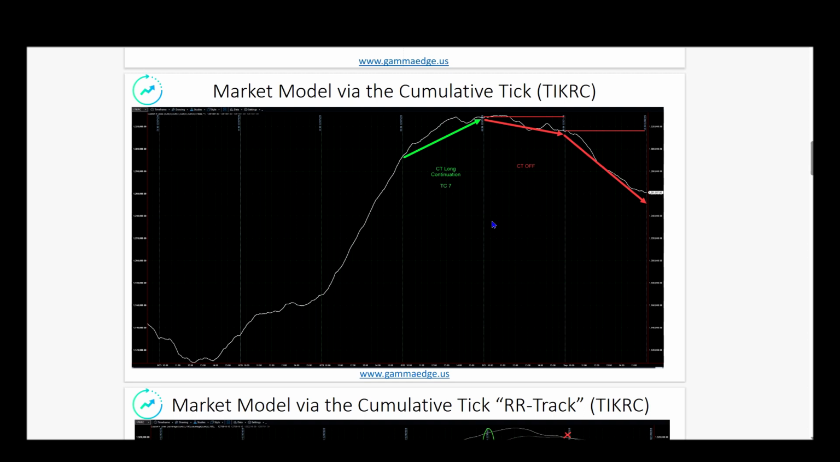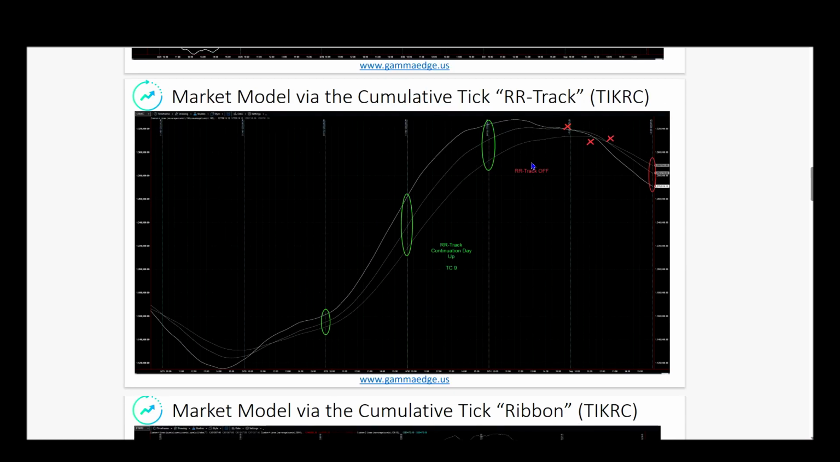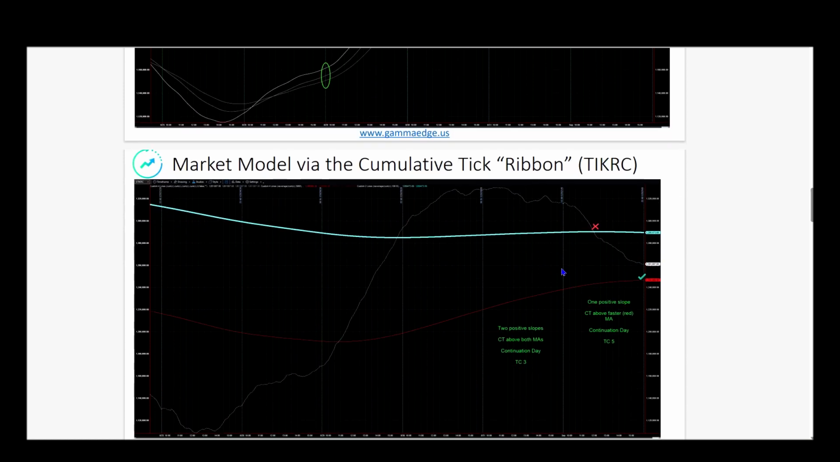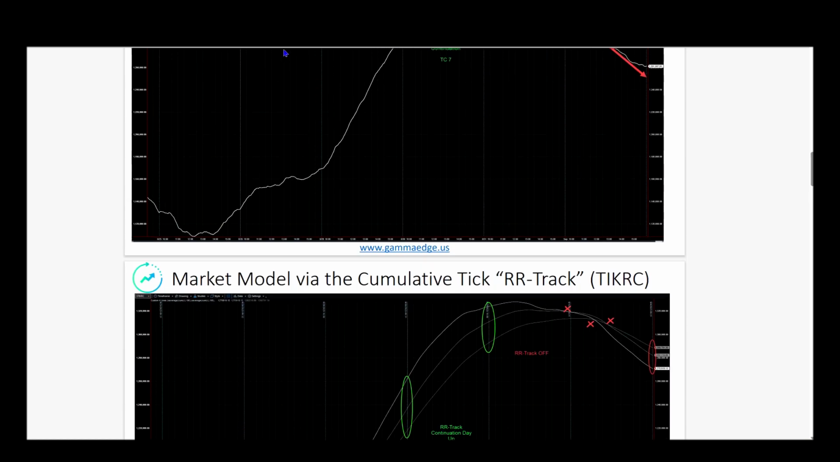We did have the tick cumulative turn off here, CT off. CT long continuation day here was TC7, and then we had CT off as we headed into the weekend. So make sure you understand and are looking at that. Tick did turn off here, railroad track off. So going against the market in longs was not suggested as of Friday. So we'll see how that plays out this morning. And then we also have the slopes and the continuation days listed here, and as we turned off, understanding what each one of these mean moving forward.